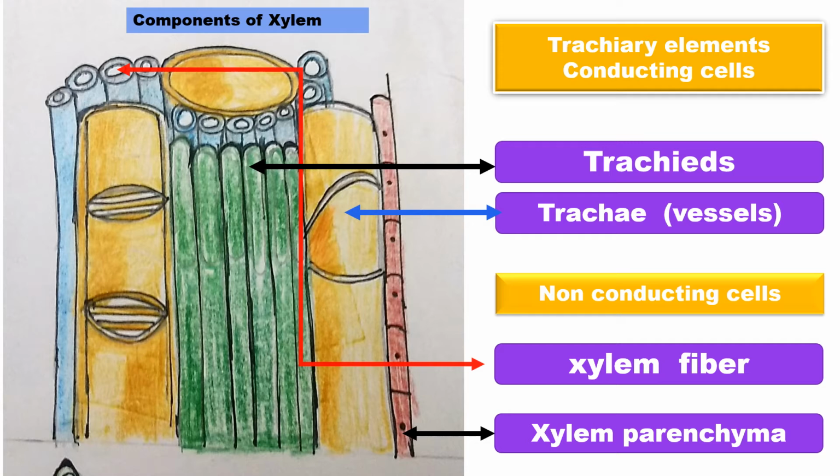Tracheids, vessels and xylem fibers, all these three are dead cells. The only living cell present in xylem is xylem parenchyma.